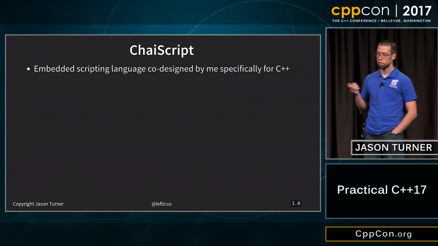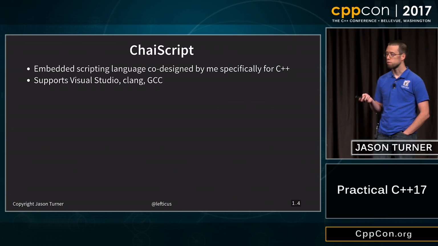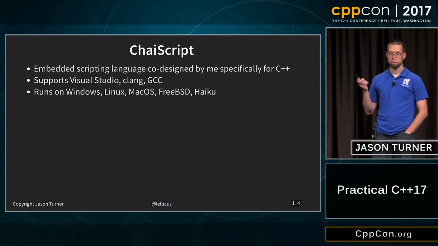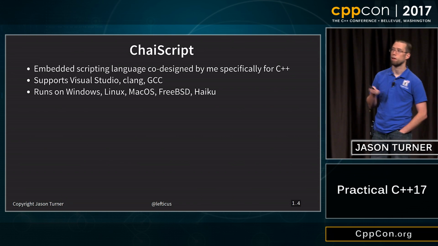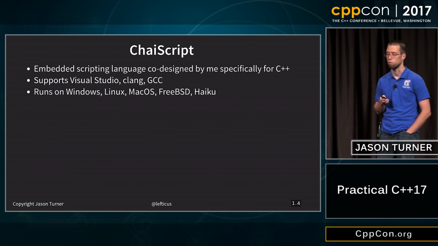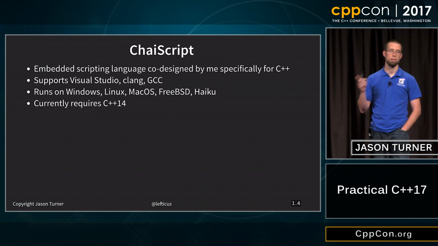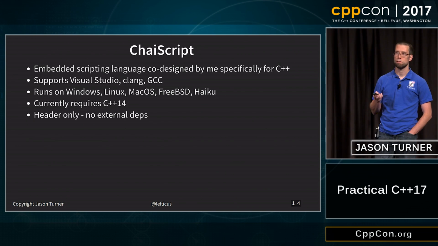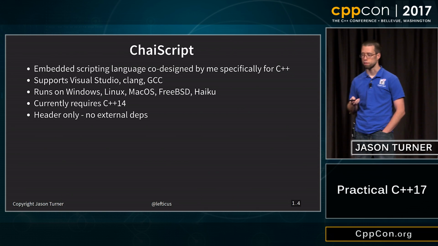So CppScript is an embedded scripting language that was co-designed by me specifically for embedding in C++. Supports Visual Studio, Clang, and GCC. Runs on Windows, Linux, Mac OS, and I have ported it and improved it for FreeBSD and Haiku, which is a little esoteric, but I wanted to prove that it had the portability that I wanted it to have. Currently requires C++14, which is part of what this talk is about. This is my experience porting it to C++17. And it is header only with no external dependencies, except you have to have the dynamic loader for your operating system. So if you're compiling, you might have to do -ldl. That's an operating system thing, not my problem.